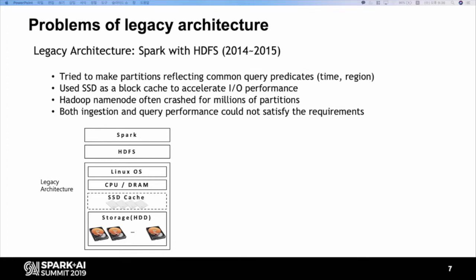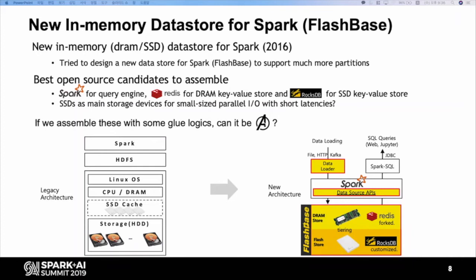Nevertheless, it failed. Hadoop name node crashed for millions of partitions, and both ingestion and query performance could not satisfy the requirements. And we finally realized that Hadoop file system is not efficient for storing many small files. And this is our new architecture.